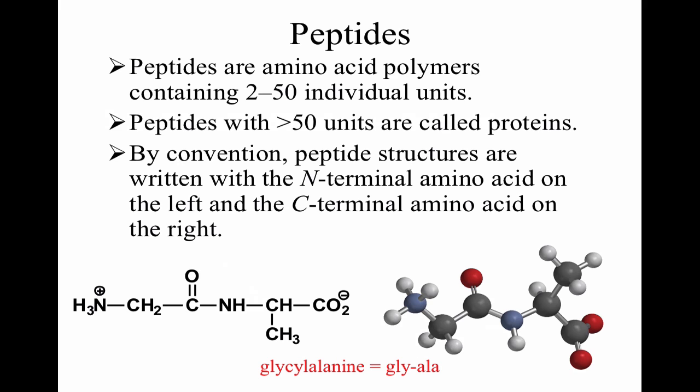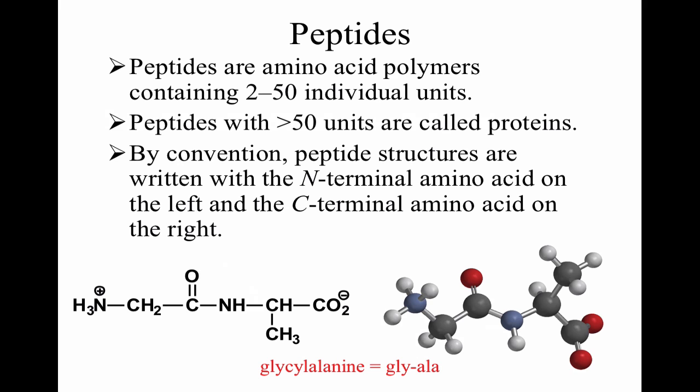By convention, we always draw peptides starting from the N-terminus and go to the carboxylic acid terminus. So remember, we've got an amino acid that has a nitrogen and a carboxylic acid. We will draw that nitrogen here for the first amino acid residue. We will make the polymer, and it will end at the carboxylic acid terminus. So we write them from N-terminus to C-terminus.